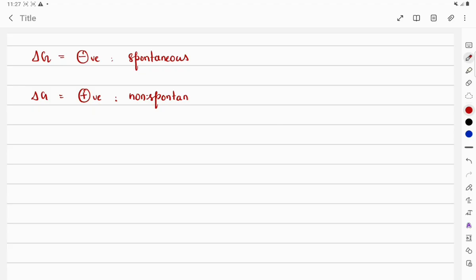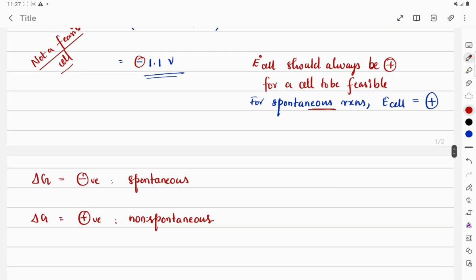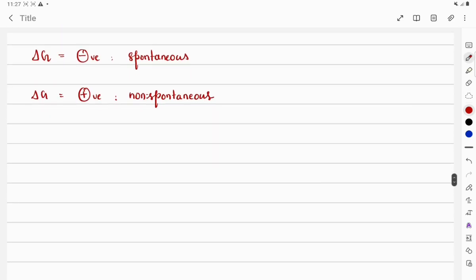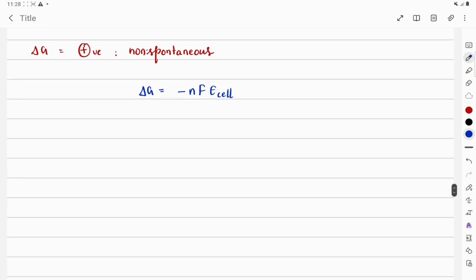And what if delta G is equal to 0? Then it is going to be in equilibrium. If delta G is negative for a spontaneous reaction, just now we have seen that E0 cell should be positive for a spontaneous reaction. Now, how do we relate delta G and E0 cell? There is a very famous equation for that, and this is how we represent it. Delta G is equal to minus nF E cell. Let's see what are the terms involved.